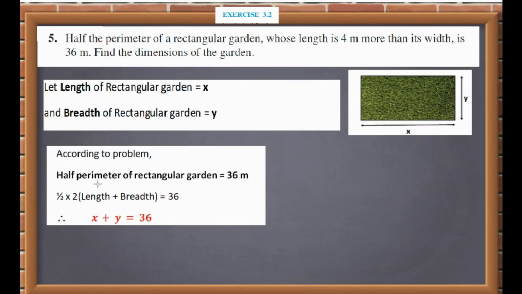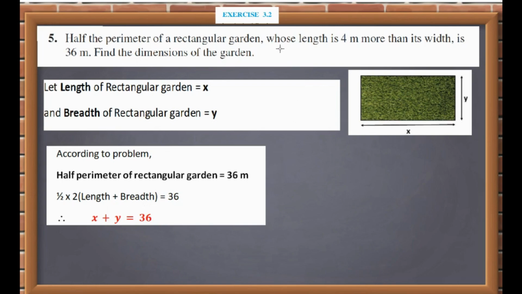So according to the problem, half of the perimeter of the rectangular garden is 36 meters. So half means 1 by 2 into perimeter of the rectangle, we all know 2 into length plus breadth, which is 36. The 2s cancel, so length plus breadth is equal to 36, which is nothing but x plus y is equal to 36. So the first equation according to the question is x plus y is equal to 36.